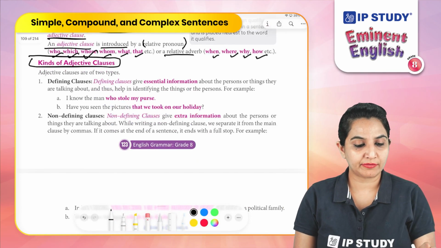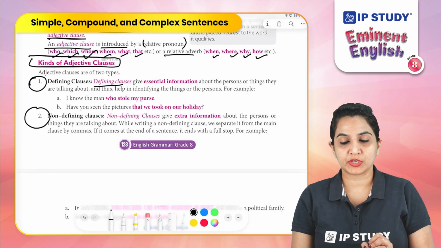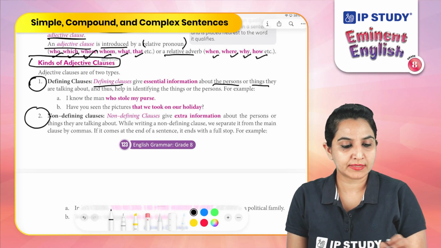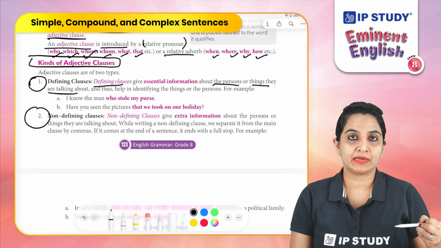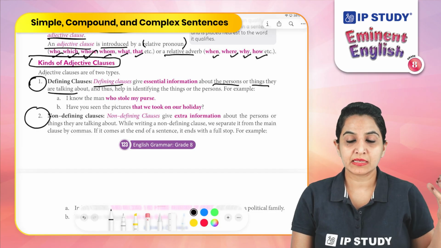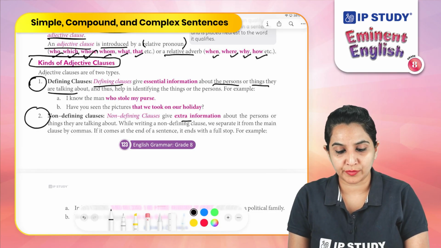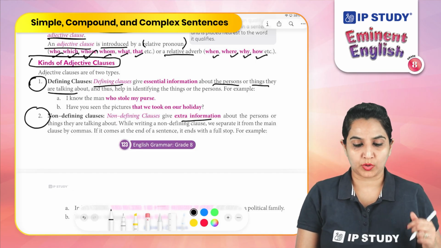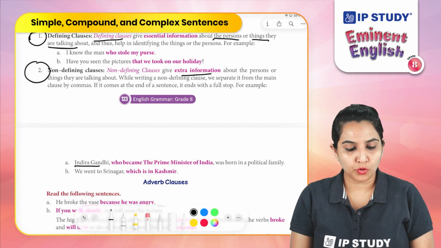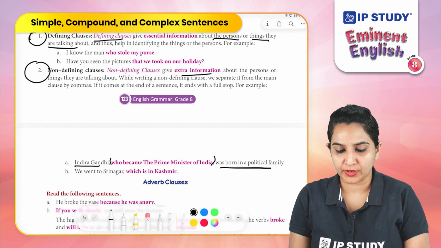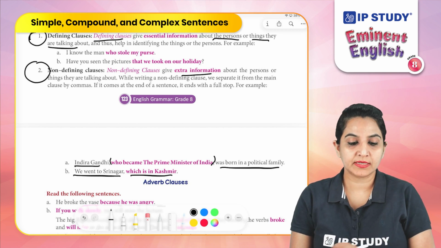There are two types: defining clauses and non-defining clauses. Defining clauses give information about the persons or things they are talking about, right? That means we modify the nouns which identify them as persons or things. Non-defining clauses give extra information about the persons or things they are talking about. Like "Indira Gandhi, who became the Prime Minister of India, was born in a political family." "We went to Srinagar, which is in Kashmir."